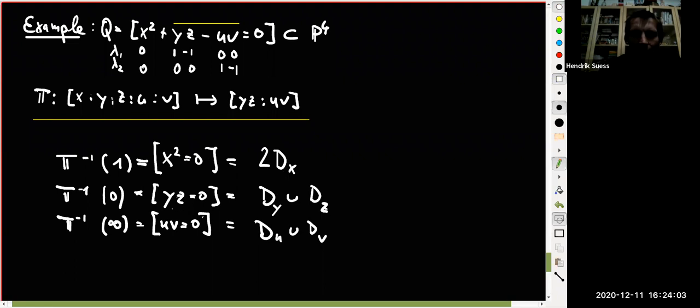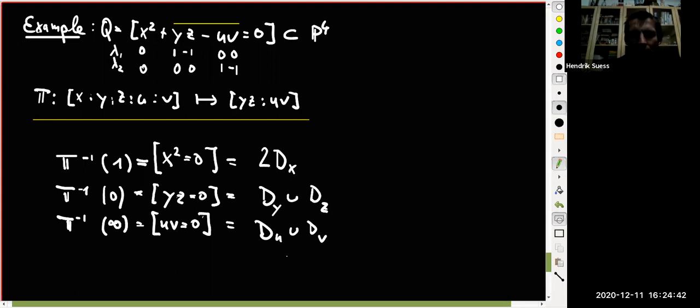Similarly, pick the point zero downstairs. This now means that yz equals zero, so this fiber is reducible, and it decomposes into the vanishing locus of y and the vanishing locus of z, which I denote by dy and dz. Similarly for the point infinity downstairs, this fiber also decomposes into two components, and all the other fibers are actually integral. You can check this easily.